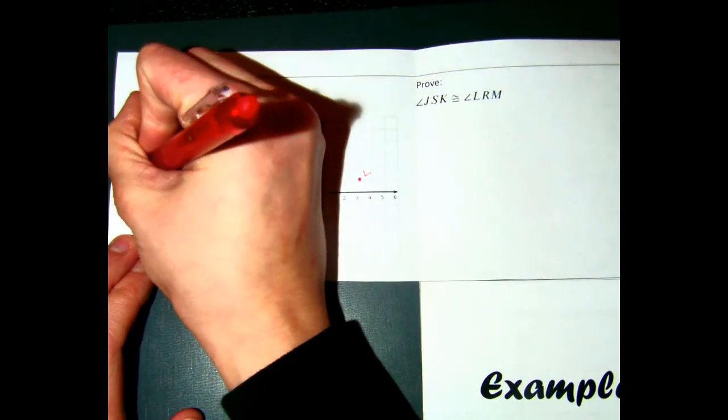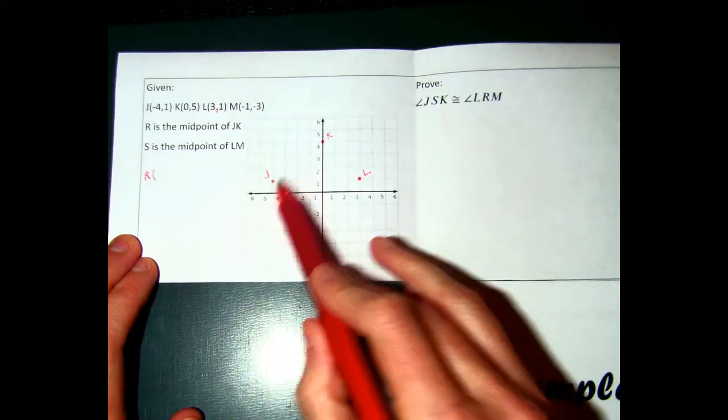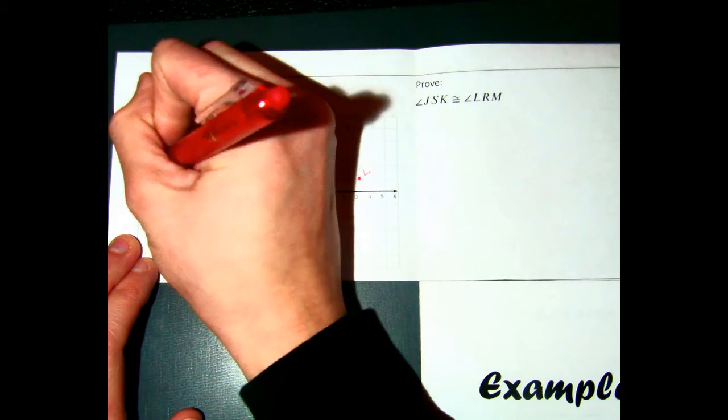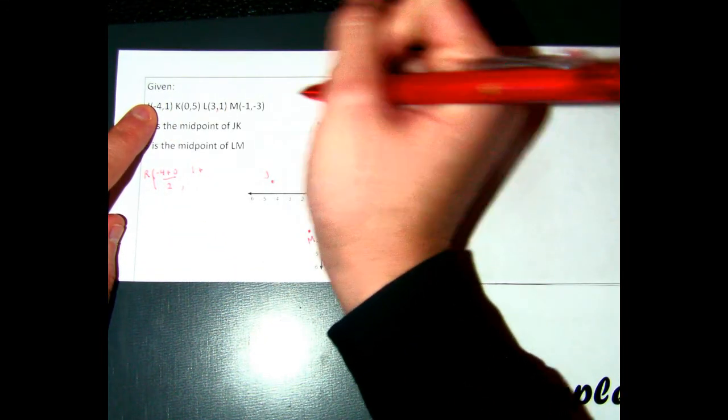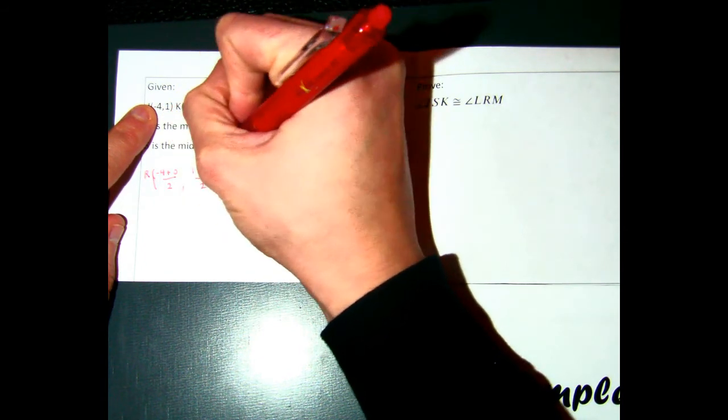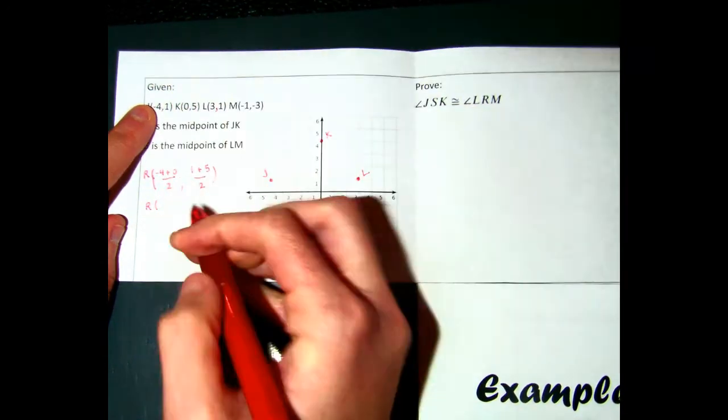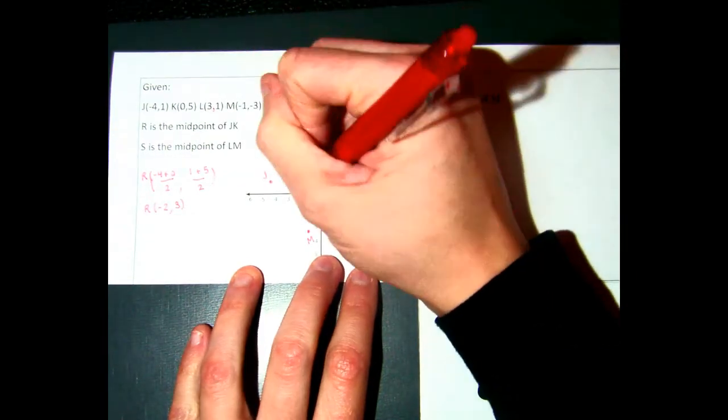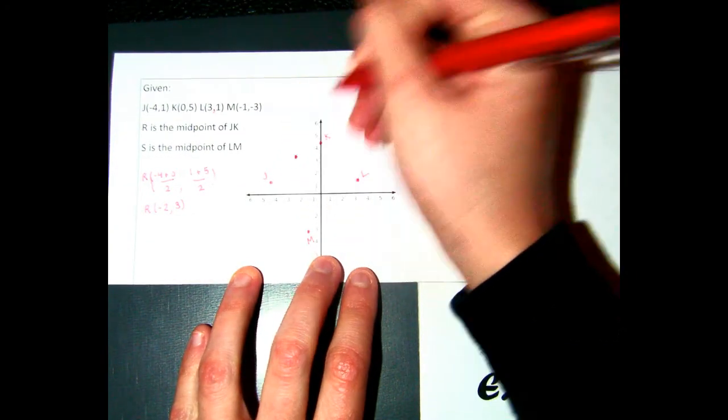So it says R is the midpoint of JK. Well, the midpoint formula is basically the average of the two: the x of J, -4, plus 0 divided by 2, and the y's, 1 plus 5 divided by 2. Which means R is located at -4 plus 0 is -4, divided by 2 is -2, and the y value 1 plus 5 is 6, divided by 2 is 3. So R is at -2, 3. So I'm going to go ahead and graph -2, 3. That is R.